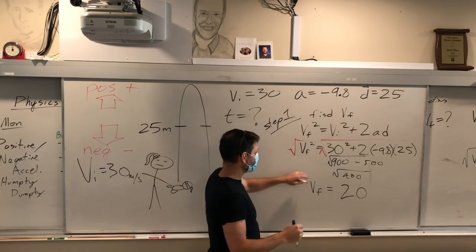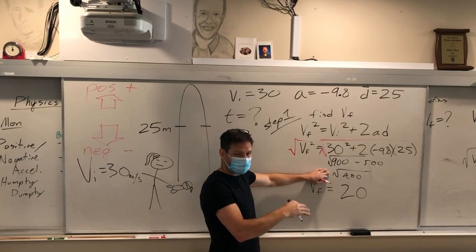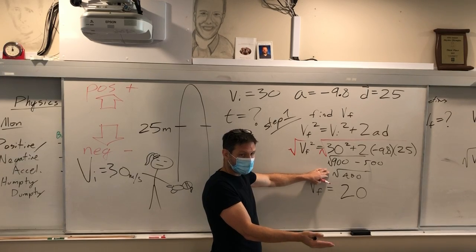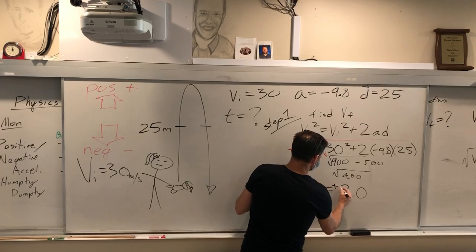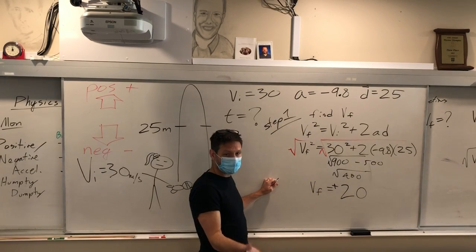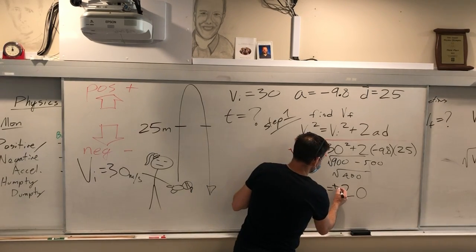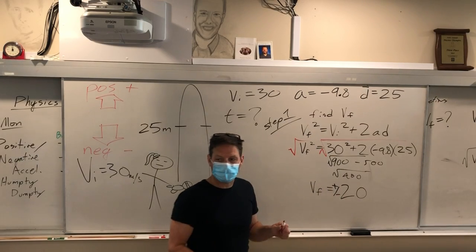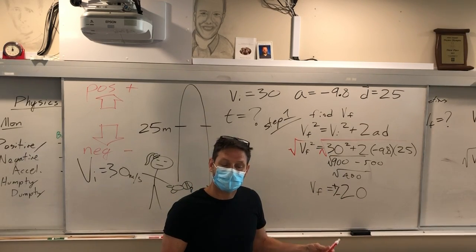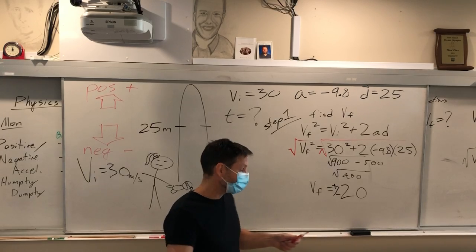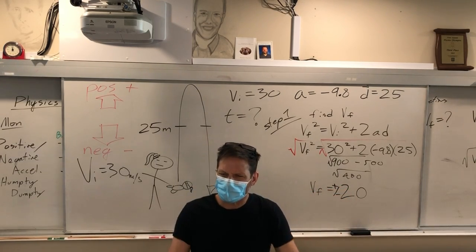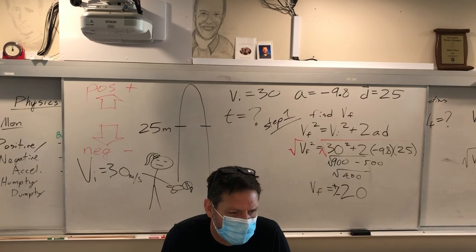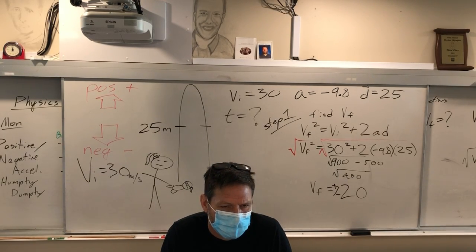Good, Sam, good. Square root is always plus or minus. So you can check this if you don't believe me. But if you put in positive 20 times positive 20, you'll get 400. What if you put in negative 20 times negative 20? 400. Still get 400, right? So the VF can be plus 20 or negative 20. Why does that work? How can your final velocity be two different numbers?